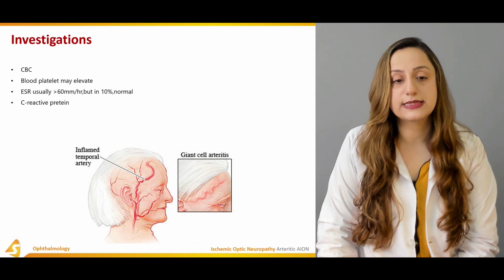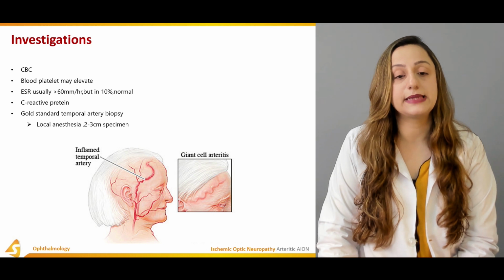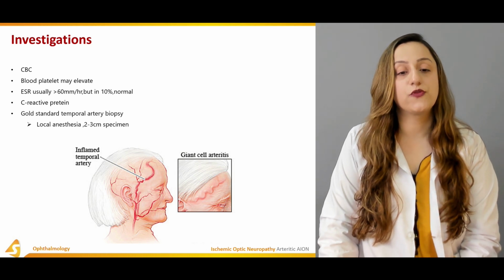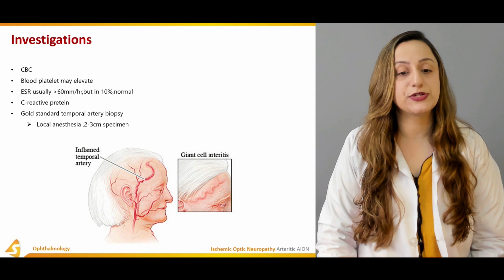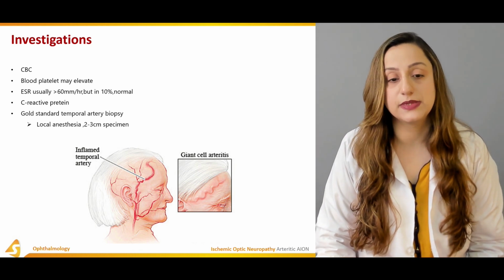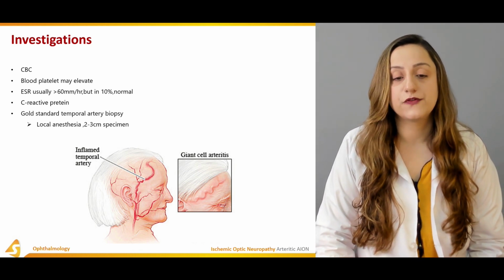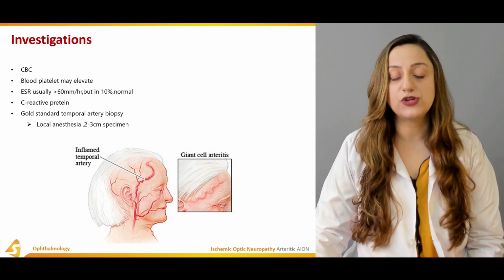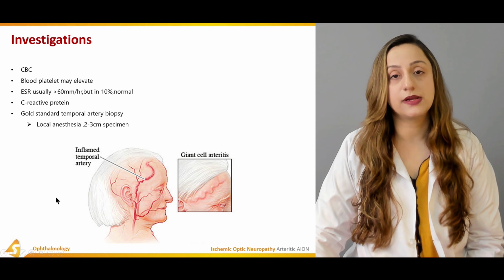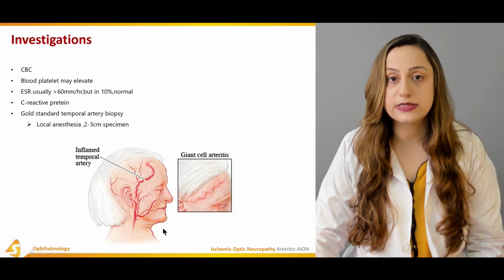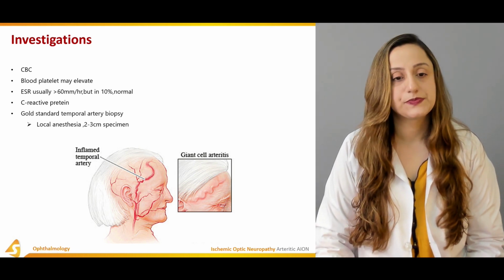C-reactive proteins are tested in these individuals. The gold standard is temporal artery biopsy. We perform it under local anesthesia. A 2 to 3 centimeter specimen is more than enough to have a look at this. So in giant cell arteritis, as you can see, we have an inflamed temporal artery that is sometimes quite visible in a lot of patients.